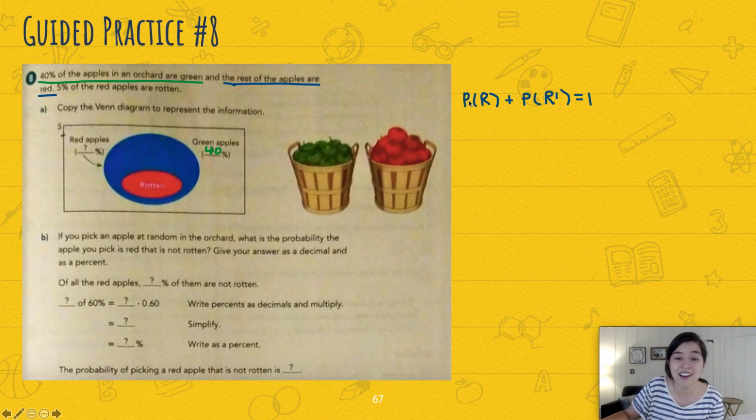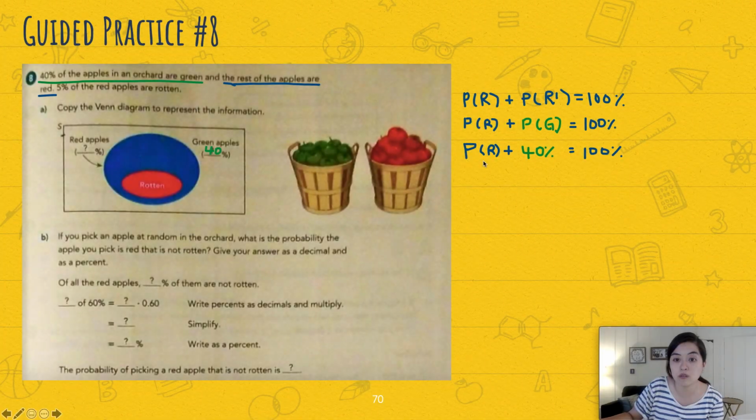Well, remember this: the probability of getting a red apple plus the probability of not getting a red apple is equal to 1. We can also write that as a percent. Let's put in what we know. The probability of not getting a red apple is basically the probability of getting a green apple, in this case. We know the probability of getting a green apple is 40%. So now let's subtract 40% on both sides. 40% cancels out here, and you get the probability of getting a red apple is 60%.